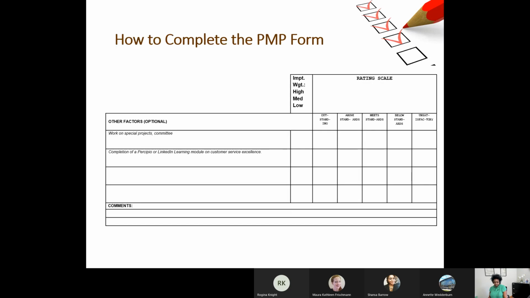Okay. The other factors, these are additional metrics that may not have been mentioned before that you can write in, and then you're definitely going to give it some prescriptive words, verbs, so that they're clear on what it is you're looking for and assessing. Again, you're going to give it a weight, and then you're going to give it a mark on the rating scale.